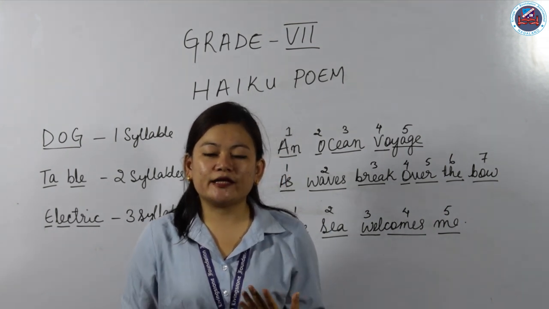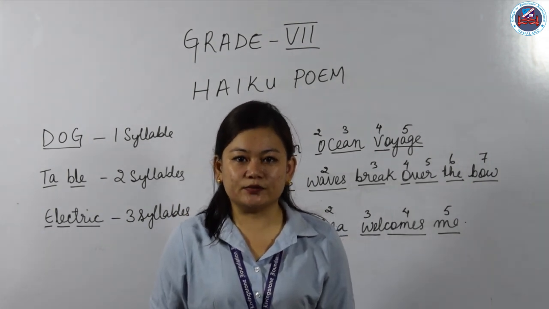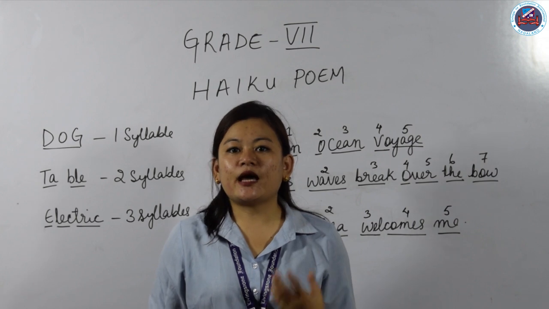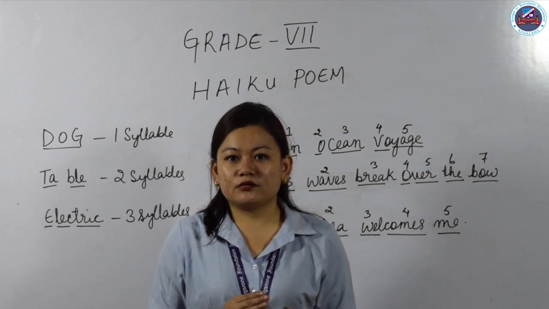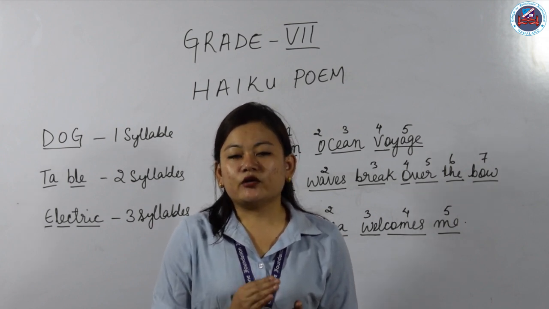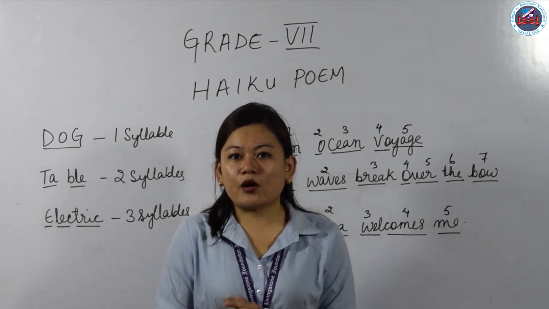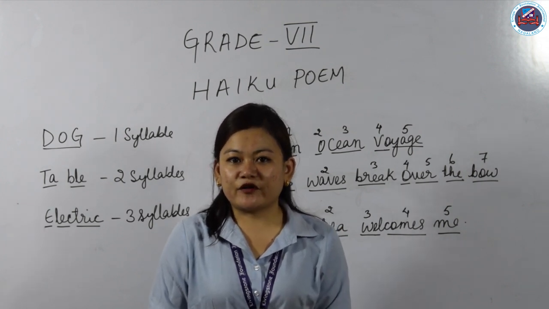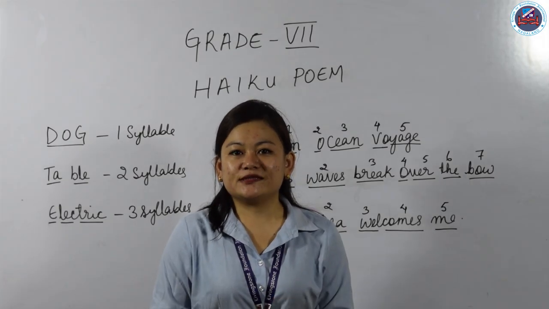Next, in order to identify a haiku poem, we need to be clear with the concept of a syllable. So what is a syllable? A syllable is a word that is a sound. And we can also break words into syllables. Now let me give you a useful tip while counting syllables: clap our hands and we can find out the number of syllables. One clap for one syllable.